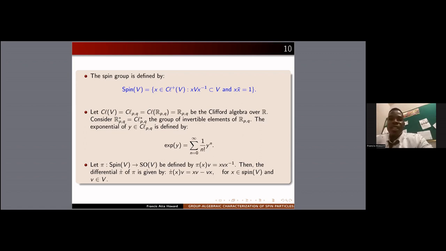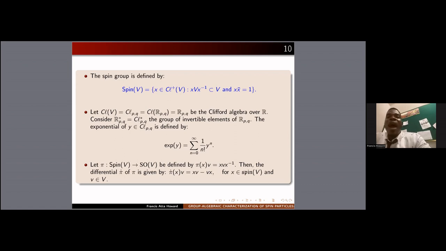So we know that obviously every spin V, or every spin group, is a Clifford algebra, which we are aware of. Now, when we take the Clif of V, we can denote it by Clif of PQ and Clif of RPQ, which means that it is a Clifford over the reals. When we look at a conjugate of this, which is the R star of PQ, it is also equal to the Clif PQ, the conjugate of that. And this group are invertible elements of the RPQ.